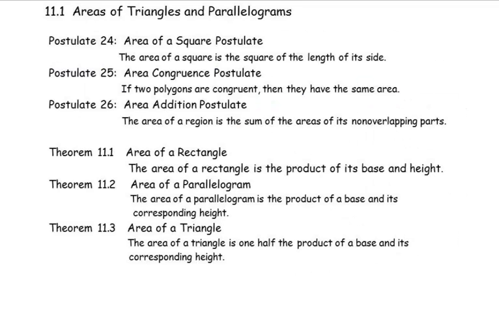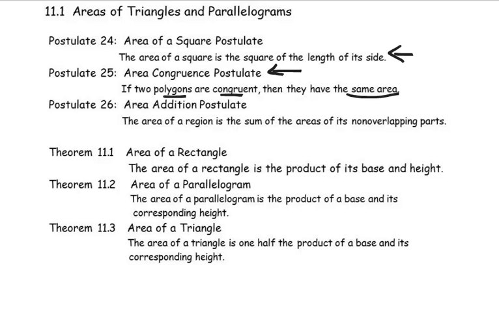This slide is areas of triangles and parallelograms, and these are the postulates and theorems that we look at. Postulates, and I know I talked to a lot of my class earlier on in this semester about theorems that just make sense. Postulate 24: the area of a square is the square of the length of its side, and we already know that for the area of a square. Area congruence postulate, though. This one tells me that if two polygons are congruent, they have to have the same area. Areas will be the same.